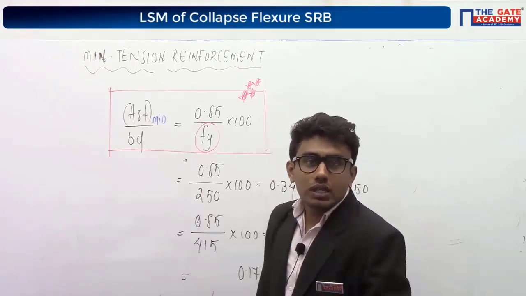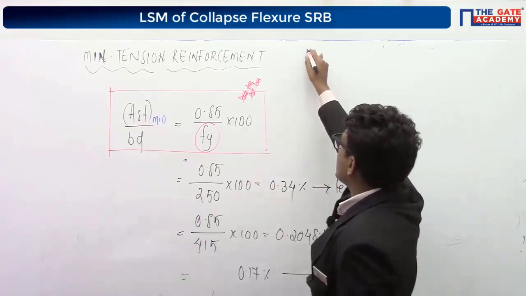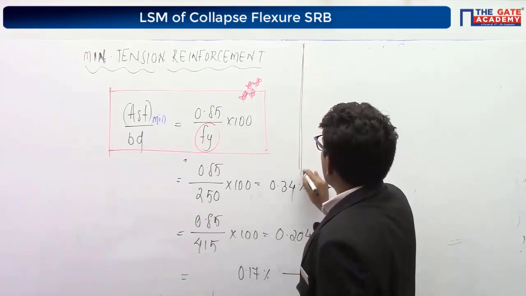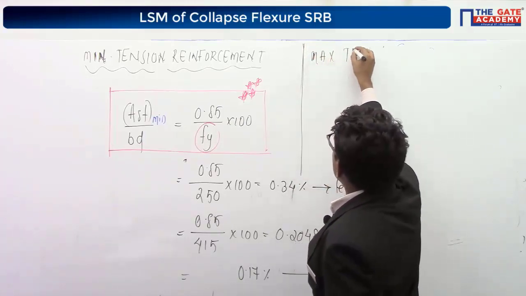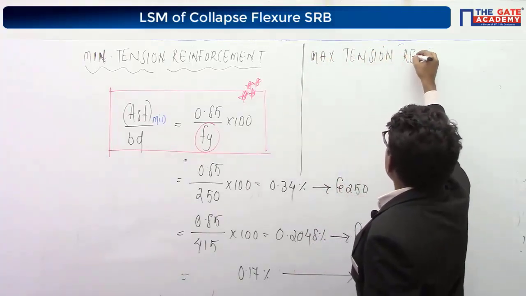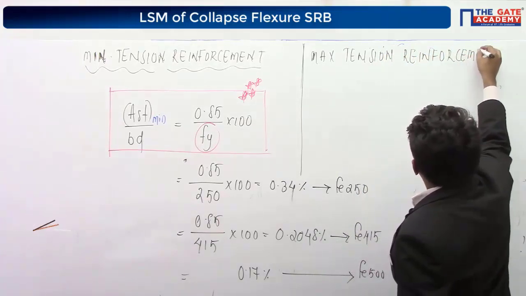per IS 456-2000. Right now, if I am discussing minimum tension reinforcement, I have to discuss the maximum tension reinforcement also, right? So give the heading maximum tension reinforcement, or maximum reinforcement in tension.